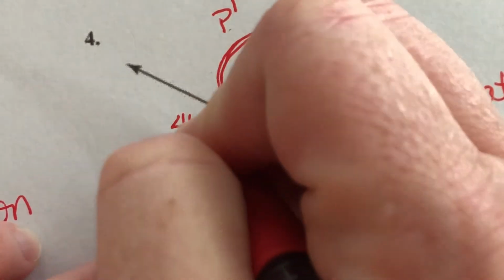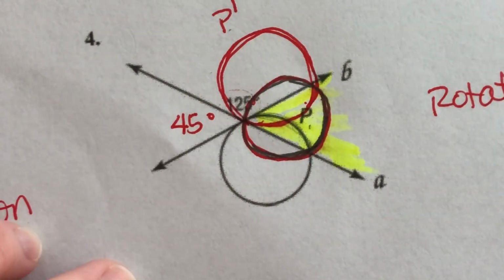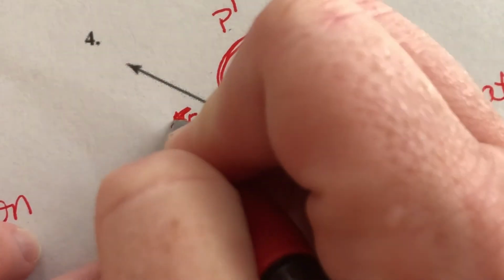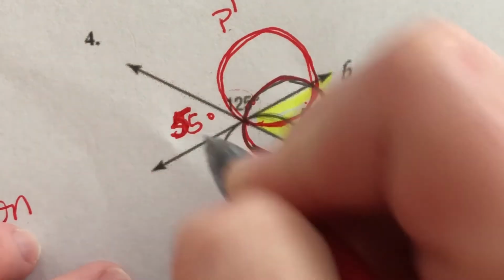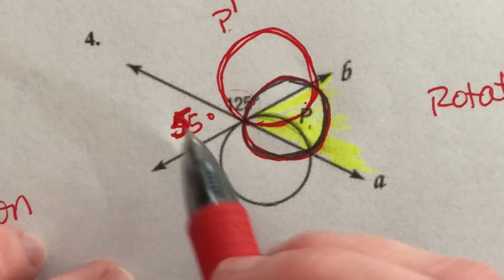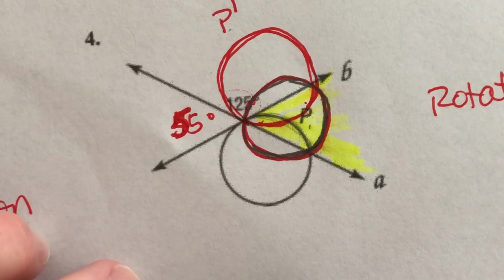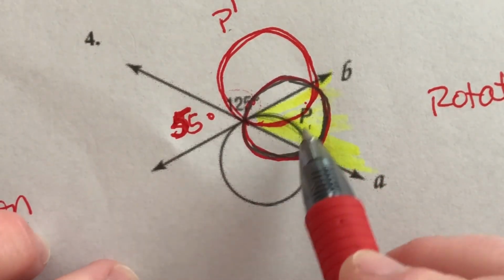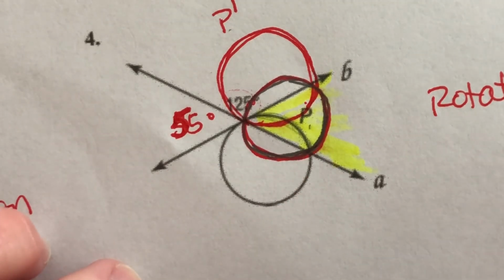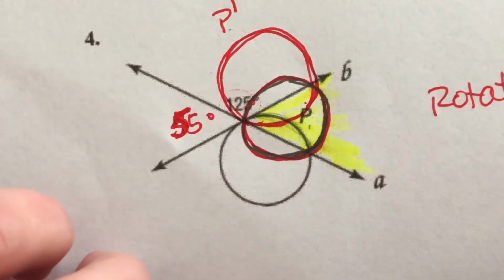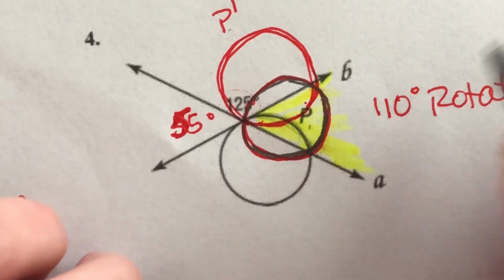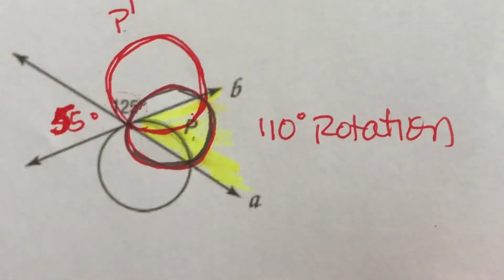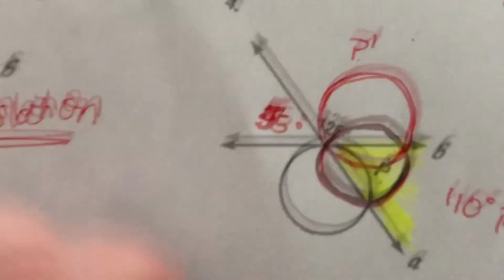So if this is 55 degrees, then this is vertical, so it has to be 55 as well. And remember, your degree of rotation is double that. So 55 times 2 is 110. So this is a 110-degree rotation. Okay, that was a little confusing, I know, I'm sorry.